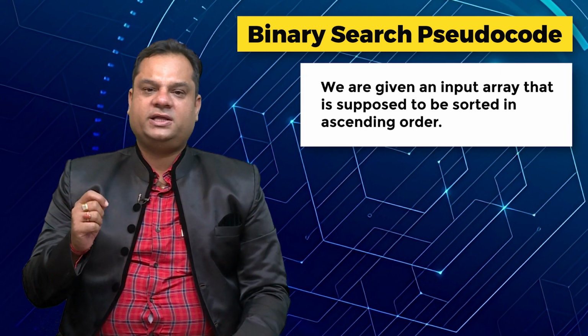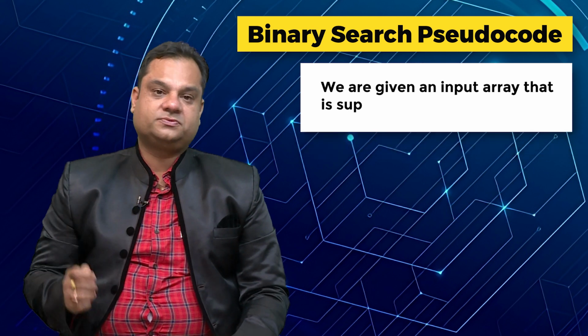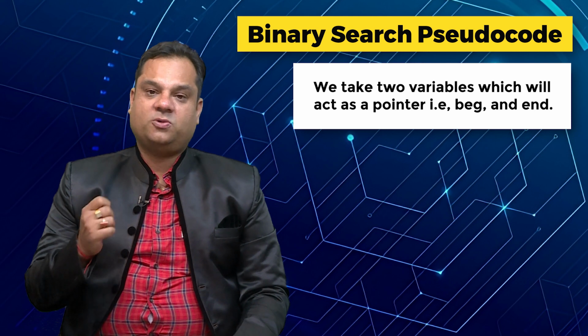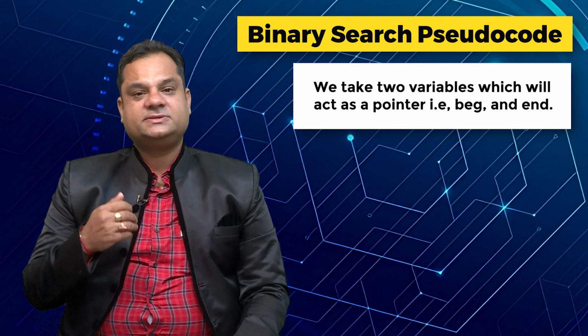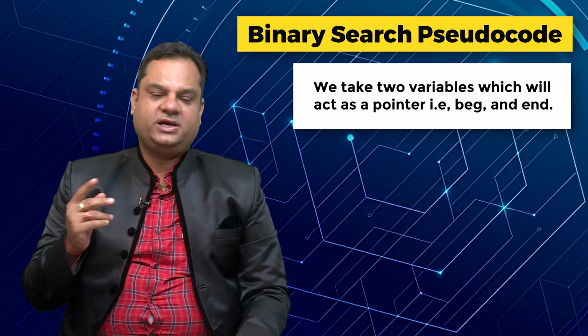So we go for the pseudocode. I hope you understand the concept of binary search with the help of this example. Now, how do we write the pseudocode? We are given an input array that is supposed to be stored in ascending order. We take two variables which will act as pointers, the beginning and end pointers. Two pointers are really required.